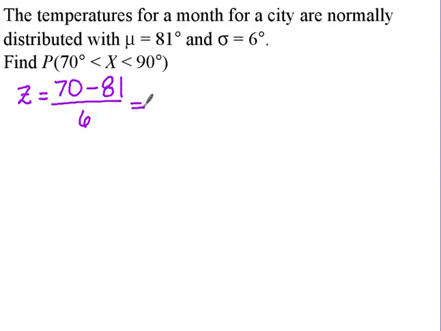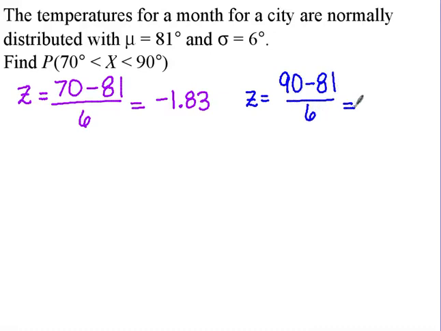So we're going to take 70 minus 81 and divide that answer by 6. And when we do that, we get negative 1.83. Now we're going to do the same thing, except we're going to use the 90 value. In this case, I get 90 minus 81, all divided by 6. If I take 9 and divide it by 6, I get 1.5.